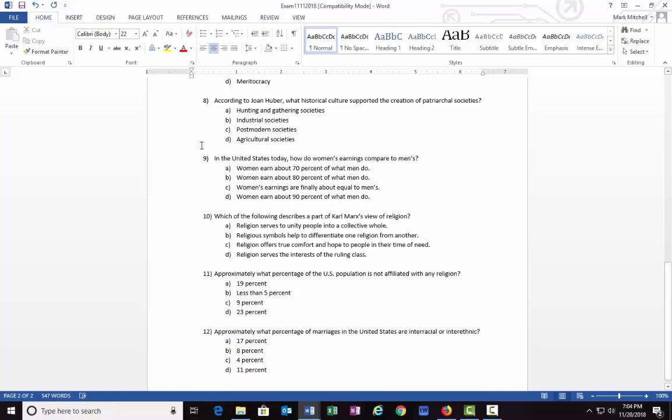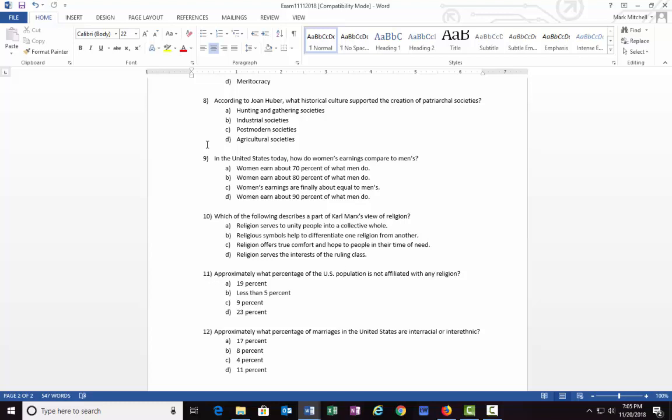Alright, number 8, according to Joan Huber, what historical culture supported the creation of patriarchal societies? Societies that are headed by men. Is it A, hunting and gathering societies? Is it B, industrial societies? Is it C, postmodern societies? Or is it D, agricultural societies?